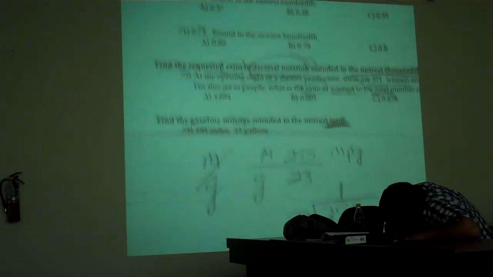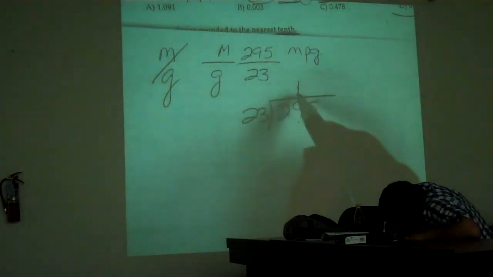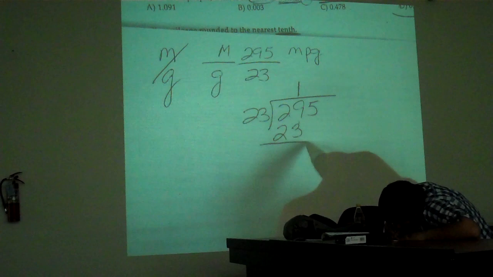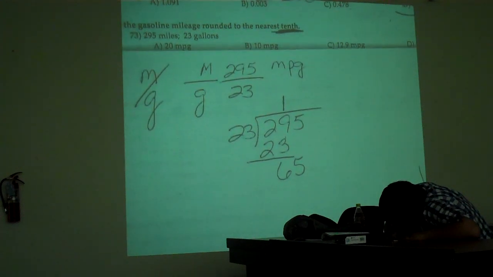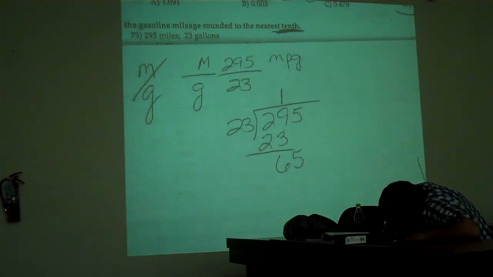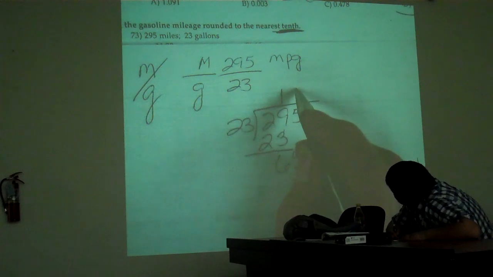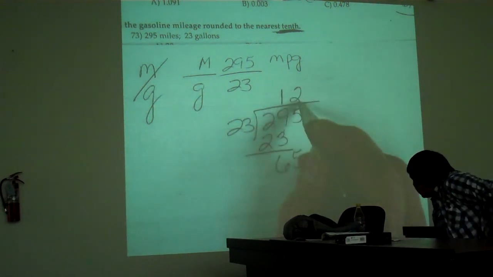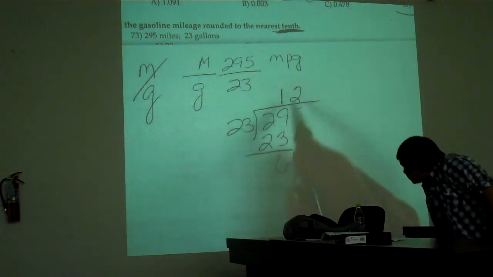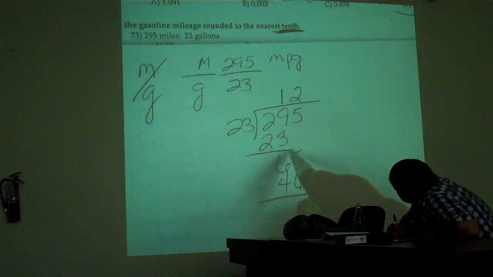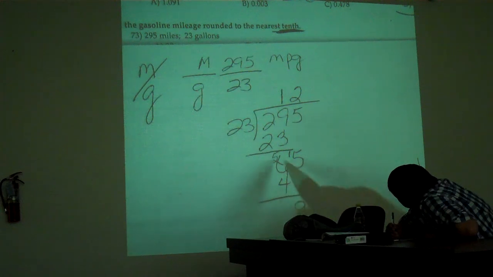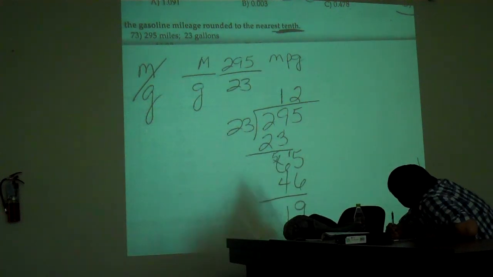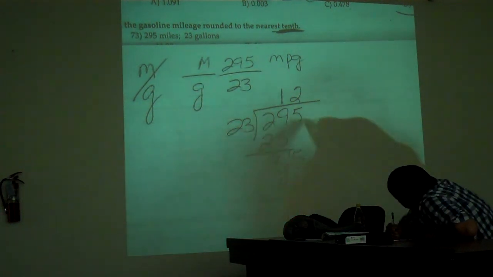It's not even 20 miles a gallon. 23 into 29 does 1 time. 23 into 65. 1, 2, maybe 3 times? 2 times. 2 times 3 is 6. 2 times 2 is 4. Borrow, you have 15 minus 6 is 9. 19. See, that still wasn't too big. Okay.